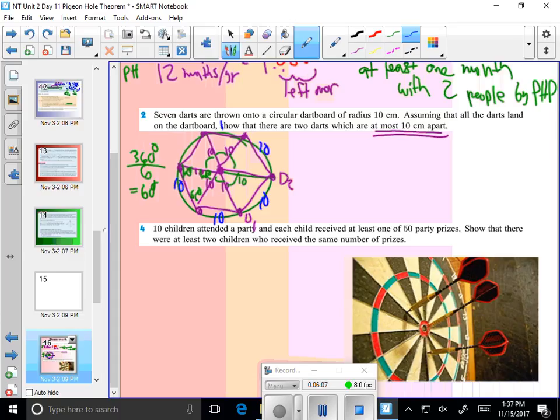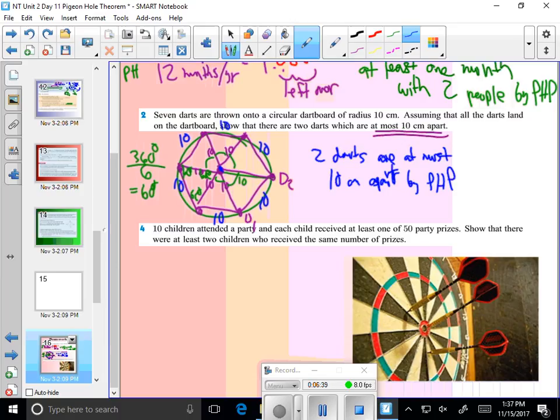So if we completely distribute these, 6 around the outside, 10 centimeters apart, and 1 in the center, 10 centimeters from each one, you can say that 2 darts are at most 10 centimeters apart by pigeonhole principle.